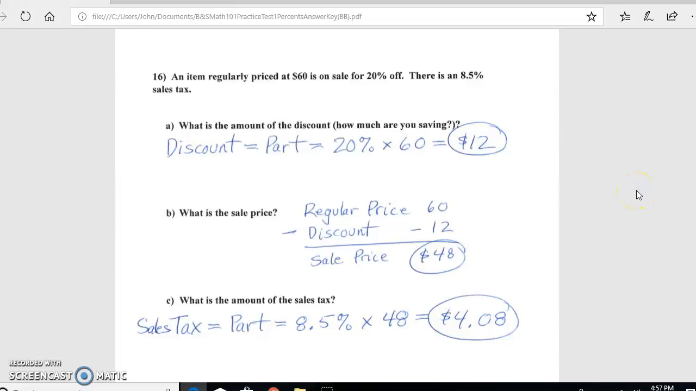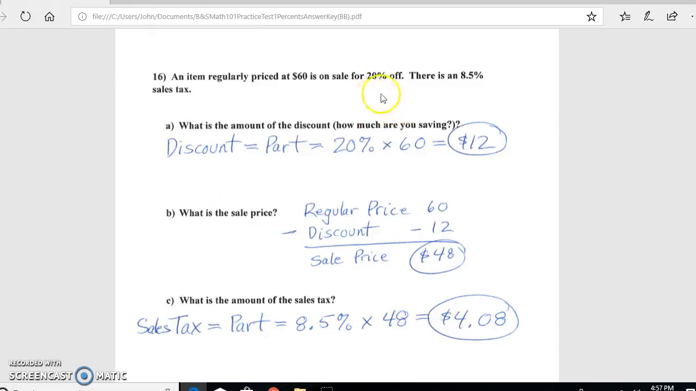This is the practice test for ratios, proportions, and percents. We're looking at problem 16. An item regularly priced at $60 is on sale for 20% off. There is an 8.5% sales tax. Letter A asks us to find what is the amount of the discount, how much are you saving?